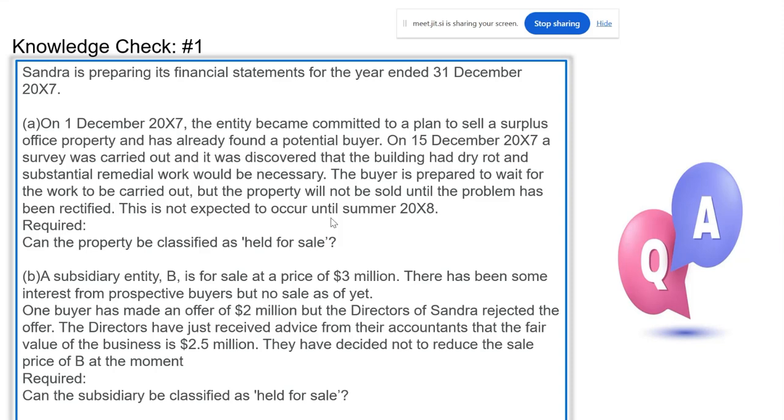It should be classified as held for sale. Why? There must always be a reason. Yes, there have been prospective buyers; they showed interest. It's just that they are not giving the price that the company wanted. So that's the major reason. Sandra, what do you think?